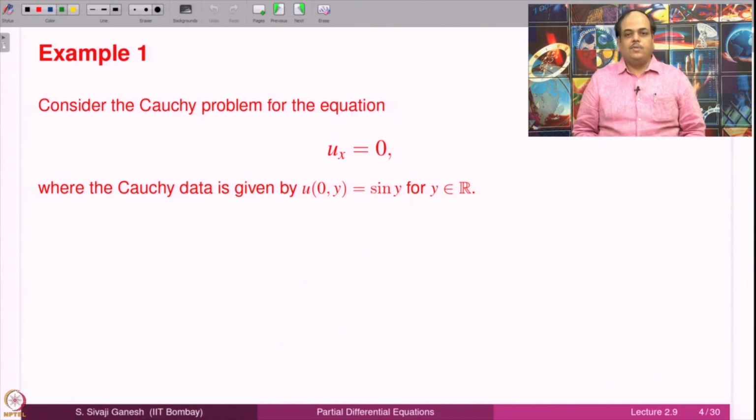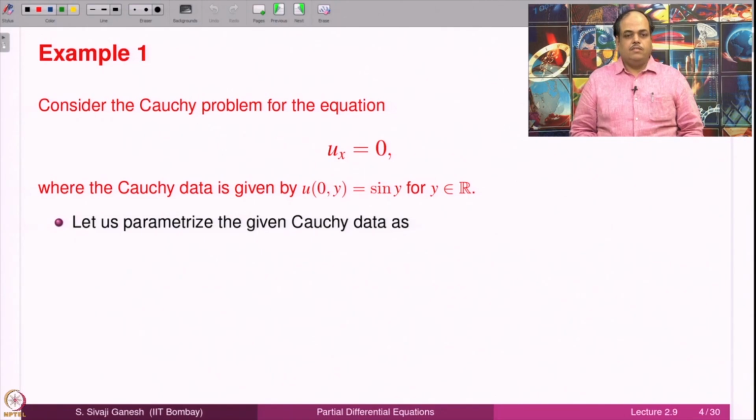This is the simplest example that we considered in the beginning. Ux equal to 0 and data is u0 y equal to sin y. So, how do we solve this? We need to first parameterize the given Cauchy data, x equal to 0, y equal to s, z equal to sin s, and y in R, therefore s in R.